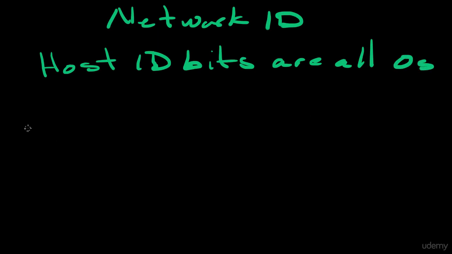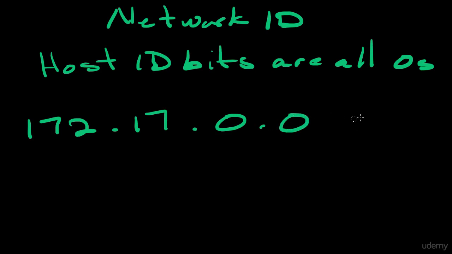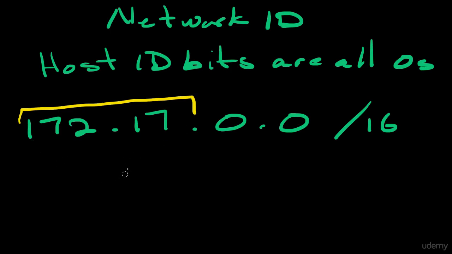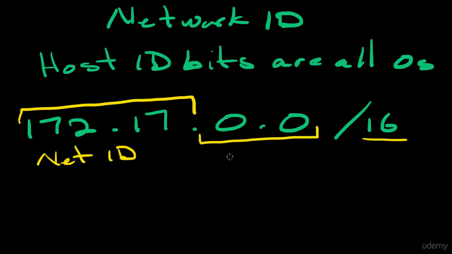So for example, let's say I had 172.17.0.0 and my prefix length here is /16. In this scenario, 172.17, the first two octets, the first 16 bits, are network ID, and the next two octets, the last two octets, are host ID. In this particular number, the host ID section is all zeros.